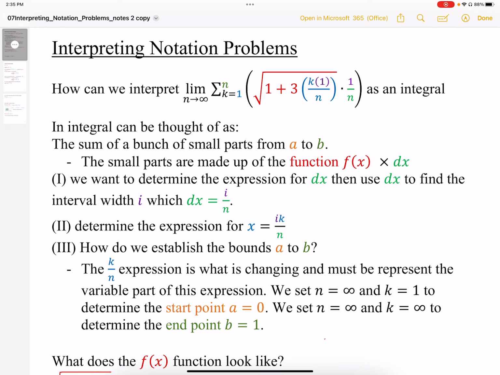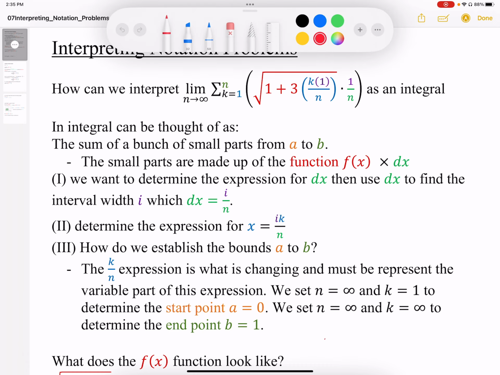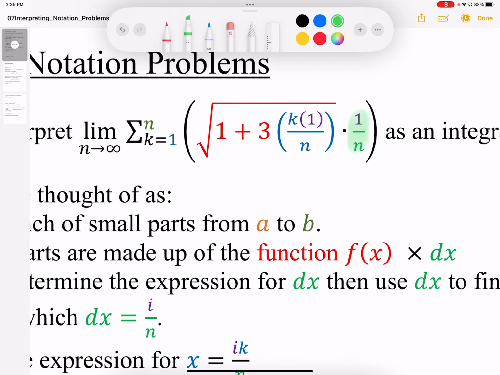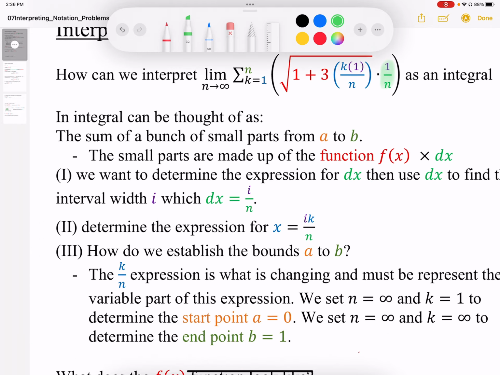One of the keys to interpreting the sigma notation is to figure out what part of that notation is our dx part. The dx part is going to be the interval width, how far from left to right, divided by the number of intervals. So it's the interval width divided by n. That's going to be our dx. So our dx in that expression is the part I just shaded in green.